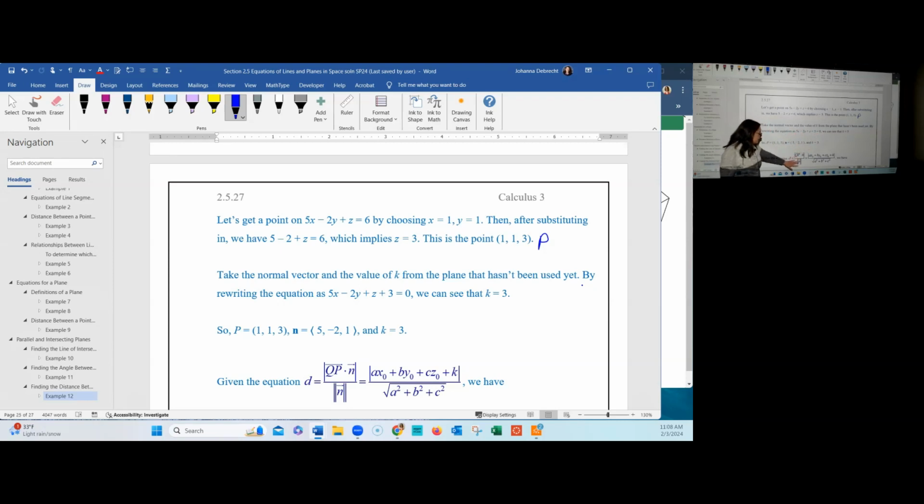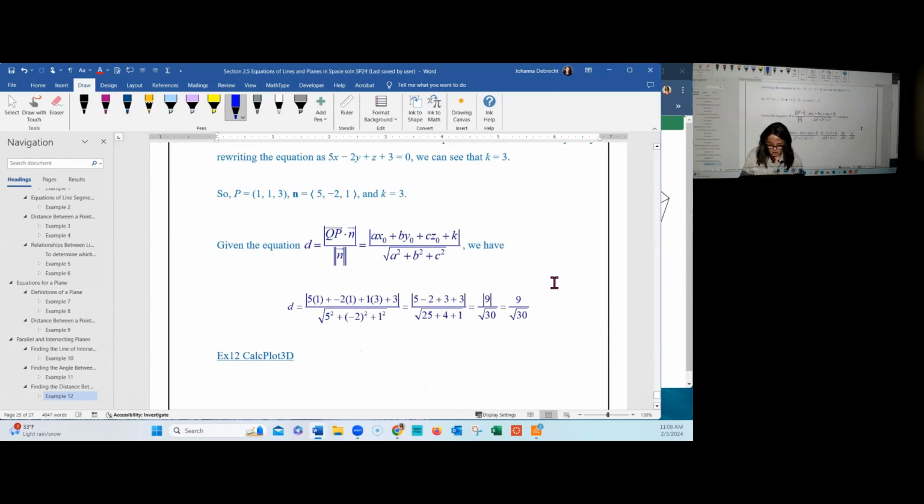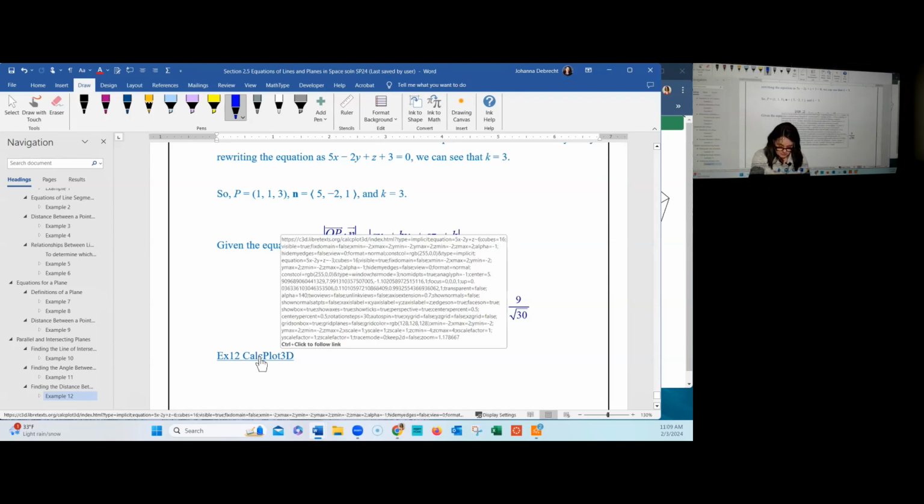And we simply plug it into this formula down here. So our x naught, y naught, z naught is our 1, 1, 3. K is 3, and the normal vector is 5, negative 2, 1. And we find its magnitude here. And when we work out all of the arithmetic and algebra, you get that the distance between those two parallel planes is 9 divided by the square root of 30. Let's go ahead and take a look at what that looks like.